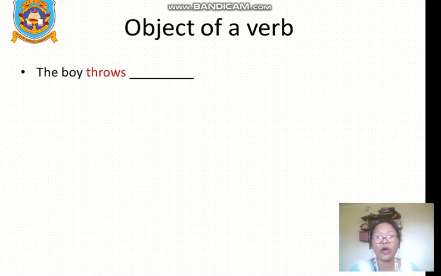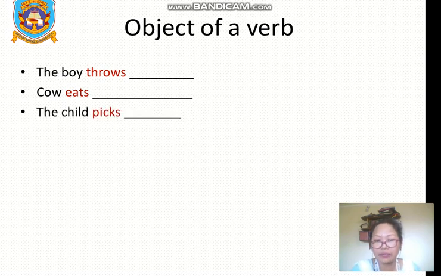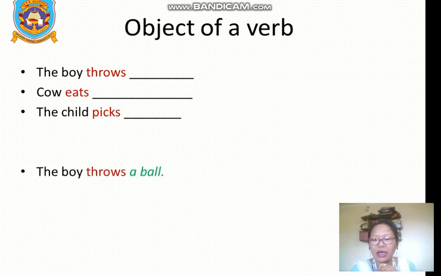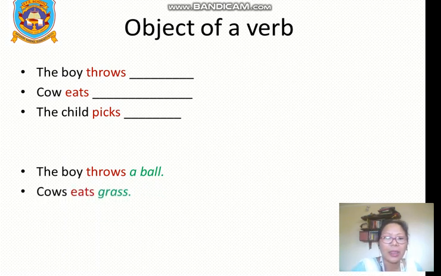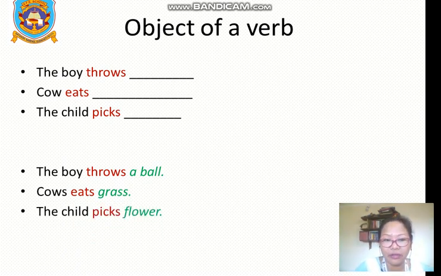Now object. Look at this sentence. The boy throws. The cow eats. The child picks. Now these sentences sound incomplete, right? So here if we add an object to it, the boy throws a ball. The cow eats grass. The child picks flower. So here in these three sentences, the words which are in red are all verbs, and the words which are in green are all objects. These are the objects of the sentences.